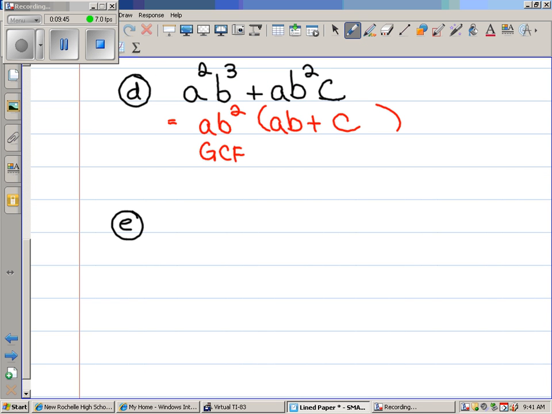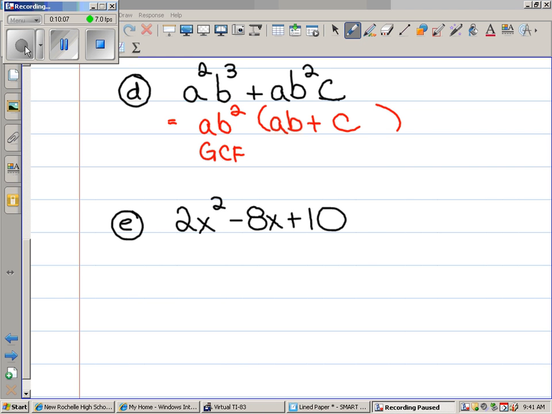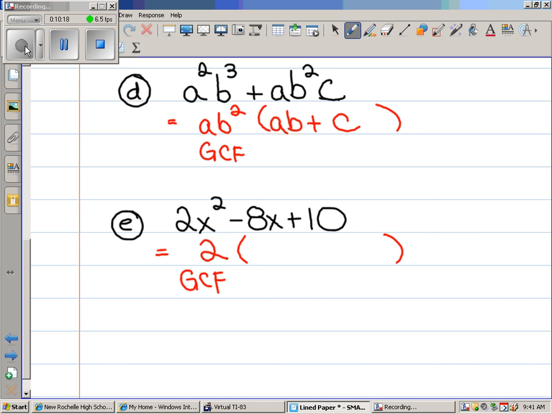Let's go E. And then how about finally stuff like this? Yeah, the GCF is definitely 2. Great observation. The GCF is going to be 2. That goes into all of them. It's not x because this last term does not have an x. And then after you pull out 2, what's left over? Done. Excellent.